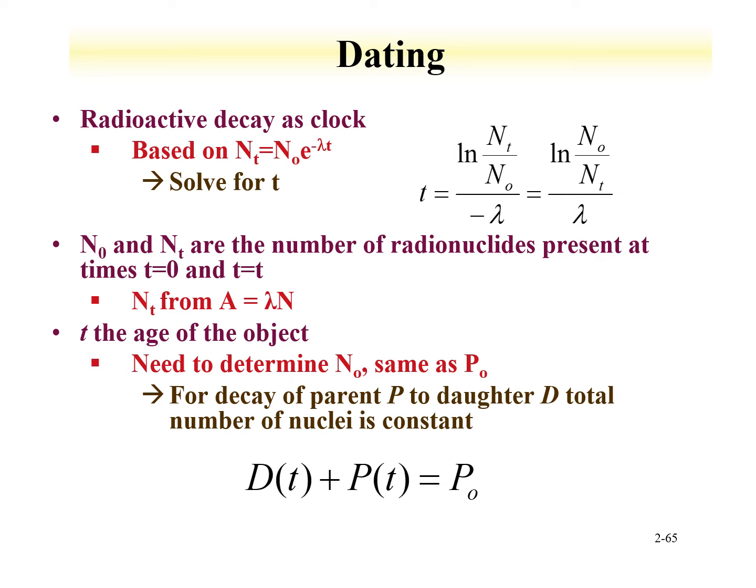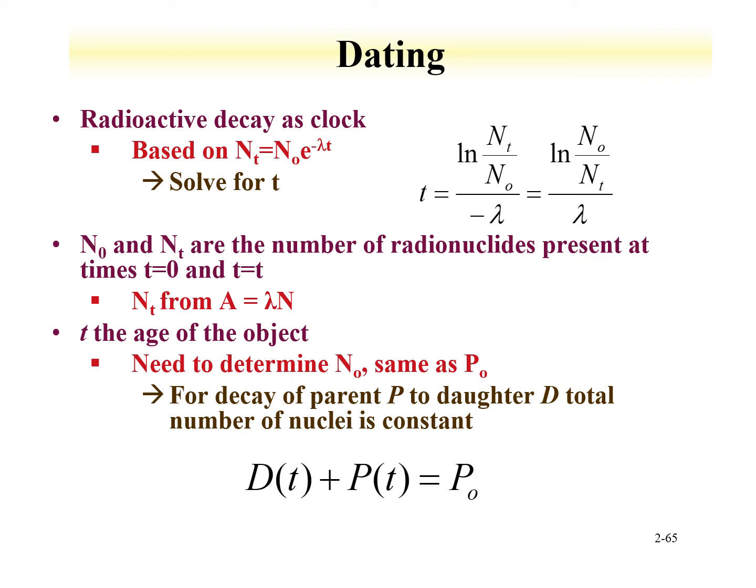Now, this doesn't really seem to help because it implies that we need to know the number of atoms at time 0. I can measure at time t. If I know what isotope is decaying, I've got the decay constant, I just don't know this value. We need to be able to determine what this time t is.